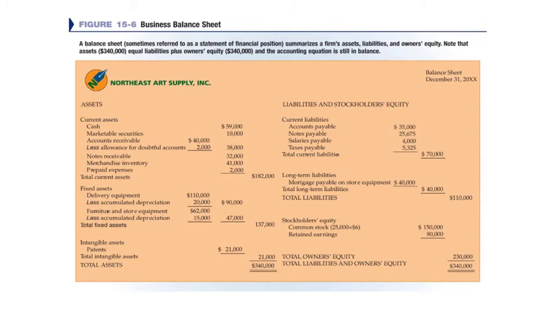Long-term liabilities are debts that need not be repaid for at least 1 year. Northeast lists only one long-term liability, a $40,000 mortgage payable for store equipment. As you can see in Figure 15.6, Northeast's current and long-term liabilities total $110,000.